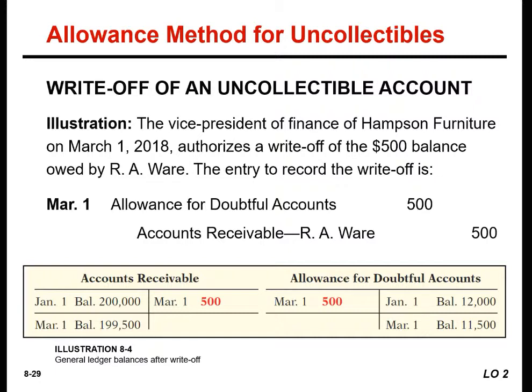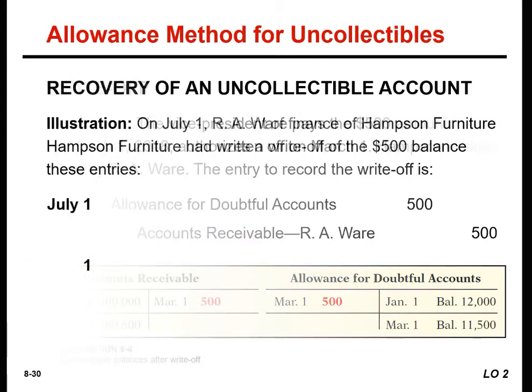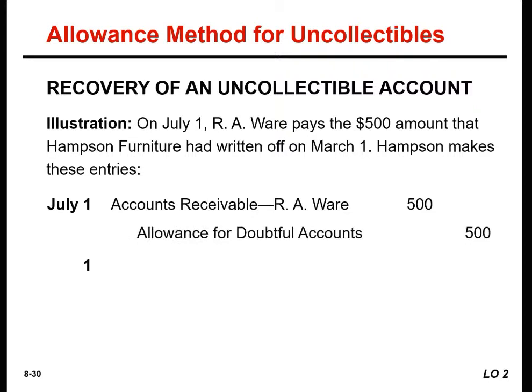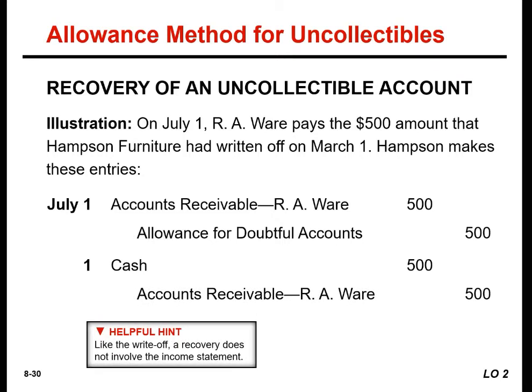Let's assume that a couple months have gone by and R.A. Ware has decided instead that they want to finally pay us that $500. Well, we have already written it off. So this creates a little bit of a conundrum in our books. What we have to do is reinstate the R.A. Ware accounts receivable and reinstate the $500 to the allowance for doubtful accounts. So what we have done here is we have reversed the original write-off entry. We would receive the cash, and then we would reduce R.A. Ware's accounts receivable.